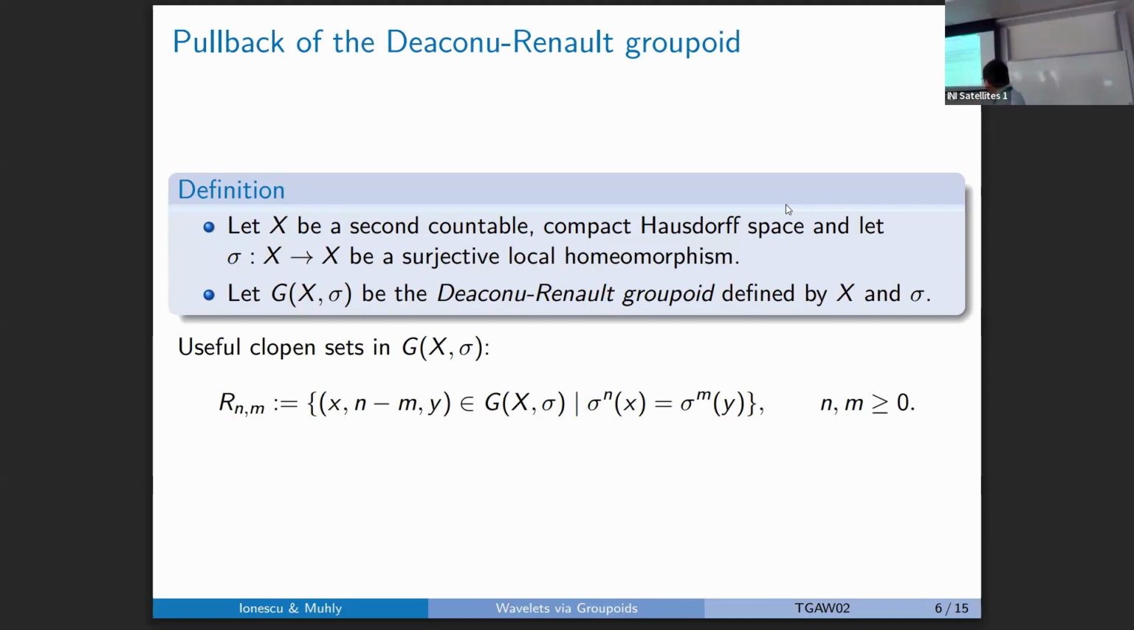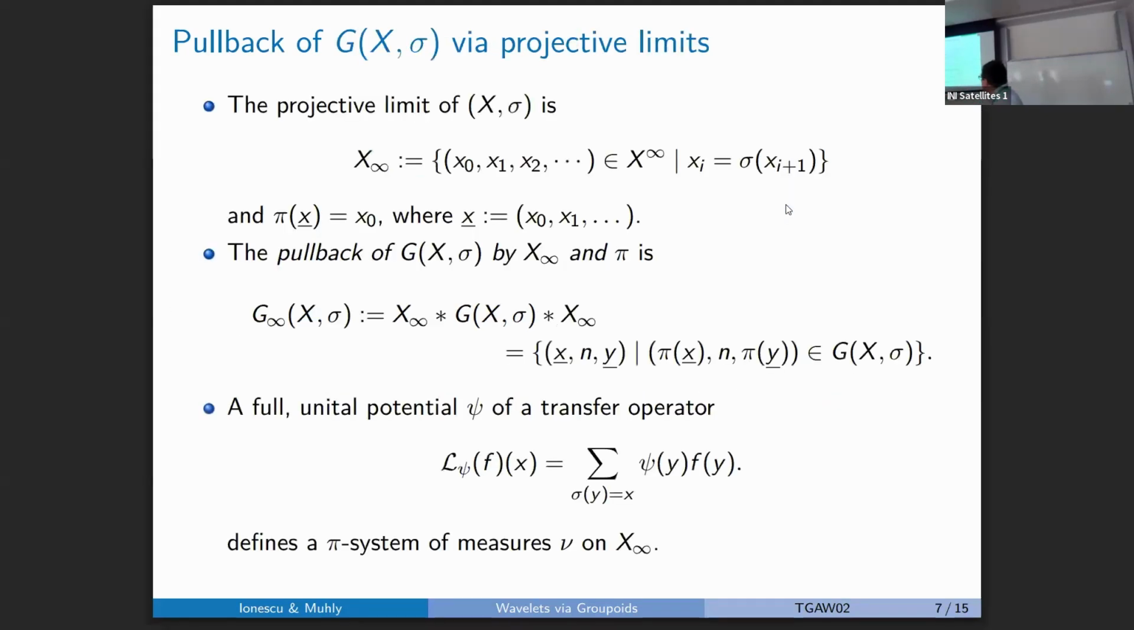Now we need the space Y and the projection. The space Y will be what we call the projective limit, the set of infinite sequences such that each component is the image under sigma of the next one, and the projection pi is just the projection onto the first component. Then we pull back as we did before, and we call the pullback G_infinity of (X, sigma), or just G_infinity. Sometimes I use just G and G_infinity. So we have again G, we have Y, we have pi, we pull back, and then we need a pi-system of measures on X_infinity.